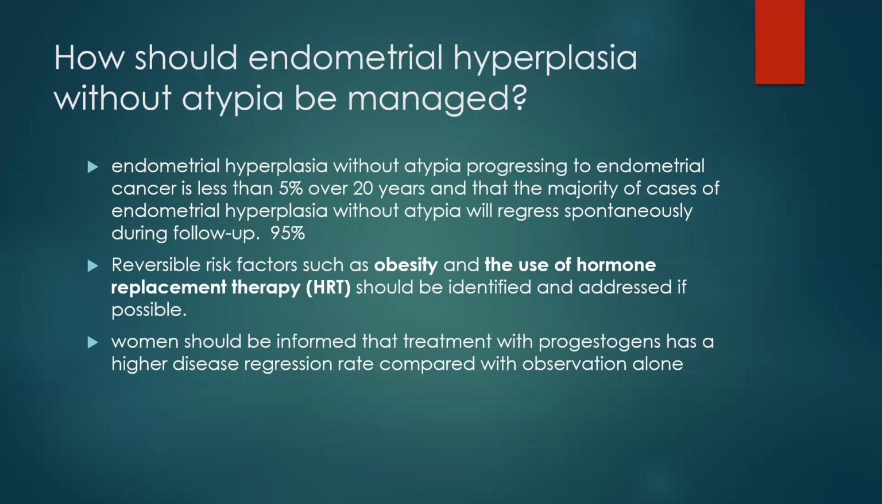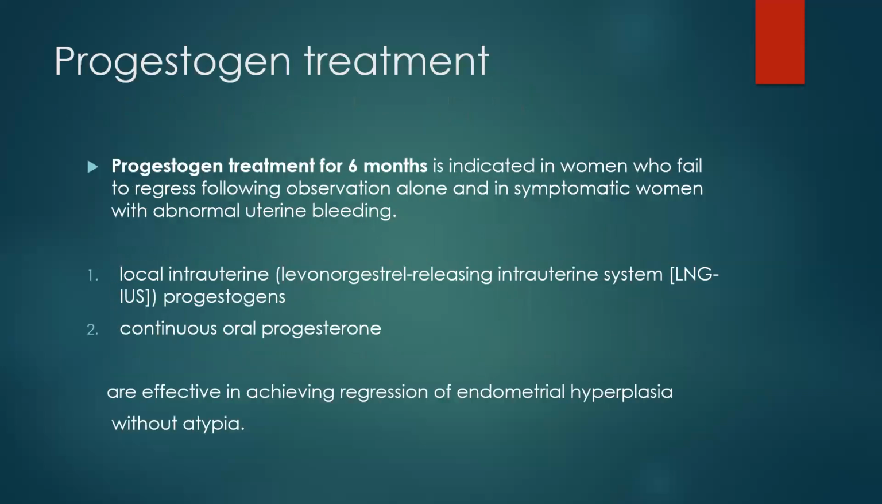One option is that she will observe, wait and watch, and then we will see whether it goes away or not. But women should be informed that treatment with progestogen has a higher disease regression rate compared with observation alone. So we will tell the patient there is the option of observation, but progestogen is better.